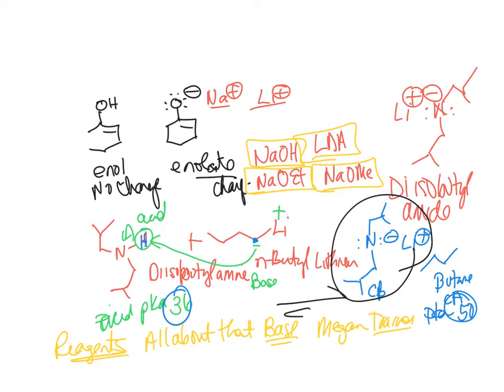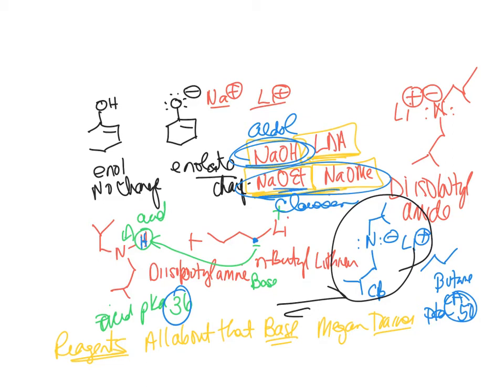I'm going to give you some tricks, right? I'm going to give you some tips. But those are the bases that you're going to typically use, and I expect you to know when to use which one. Okay, so when you do aldol, we always use sodium hydroxide. Whenever we do Claisen, we're going to use the sodium alkoxides. And whenever we do alpha substitution reactions, we're going to use LDA.